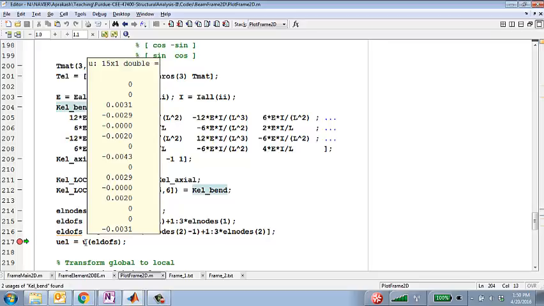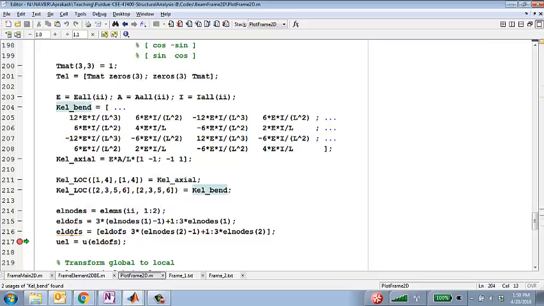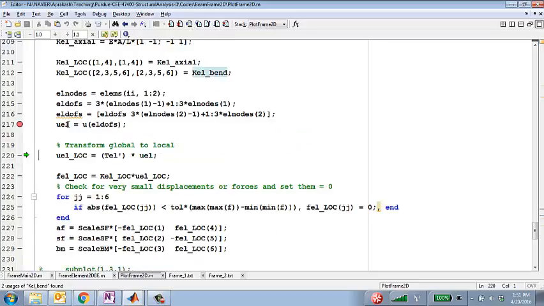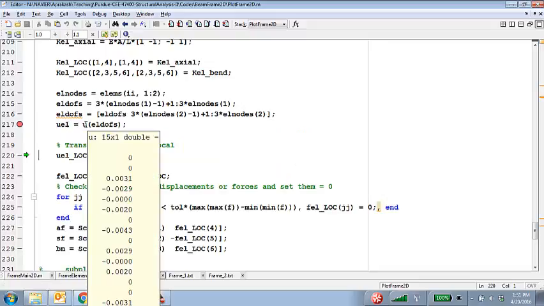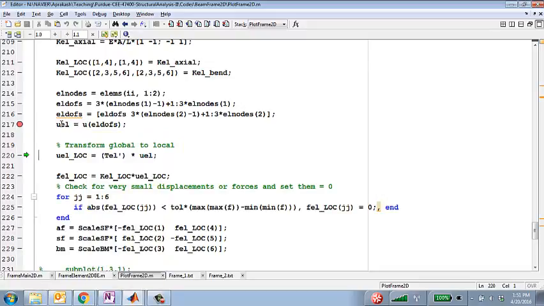From this 15 cross 1, I need to pick out those 6 degrees of freedom. This element's first 6 degrees of freedom. So this line 217 picks out, so I'll execute this line. It picks out those first 6 degrees of freedom from this 15 cross 1.